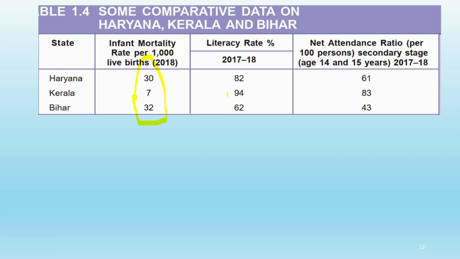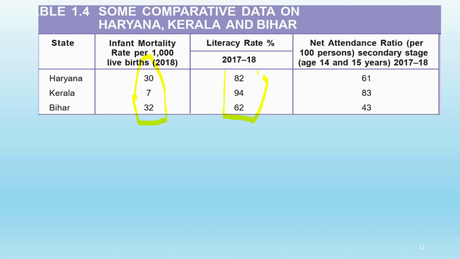But coming to the literacy rate, in Haryana, 82% is the literacy rate, Kerala 94%, Bihar 62%, which means for every 1000 population of Haryana, only 820 people are able to read and write. In Kerala, for every 1000 population, 940 people are able to read and write. But in case of Bihar, 620 people are able to read and write per 1000 population.